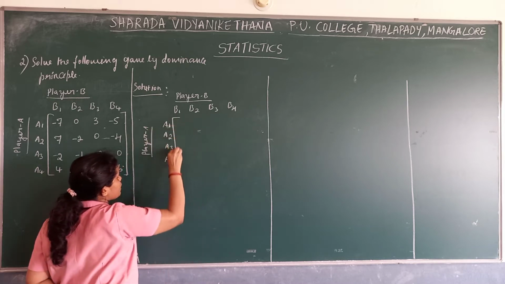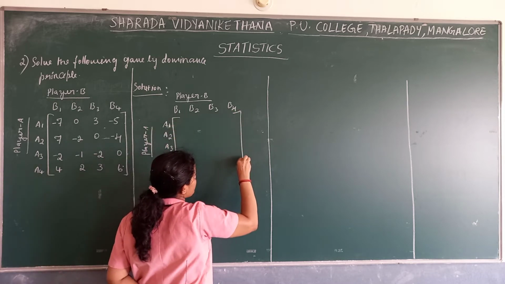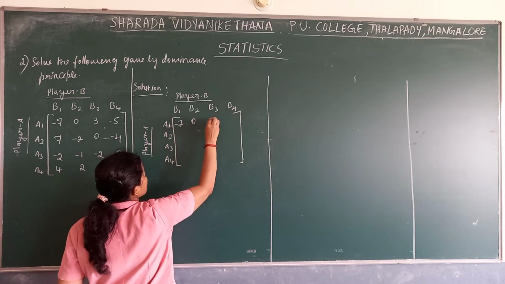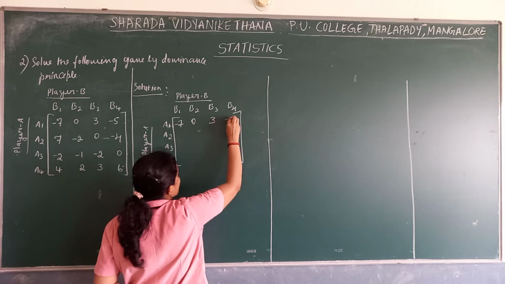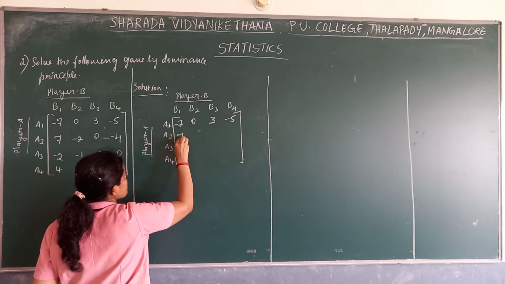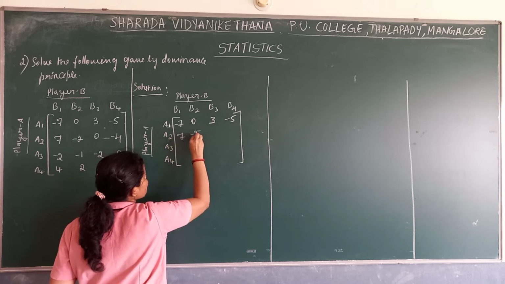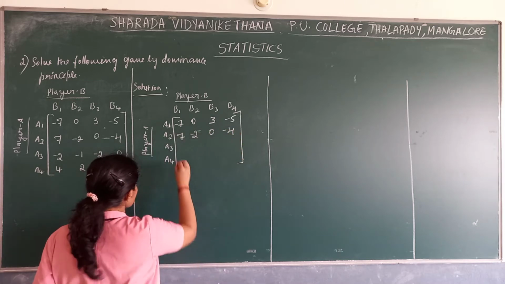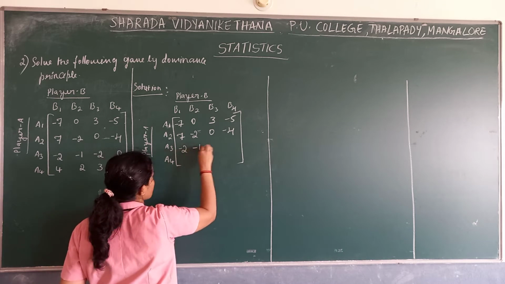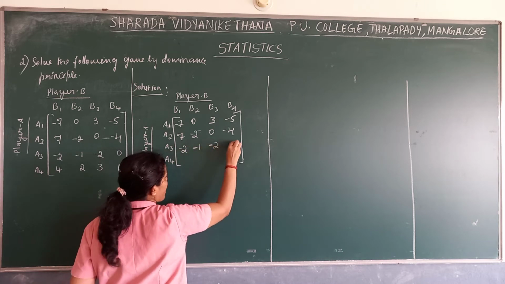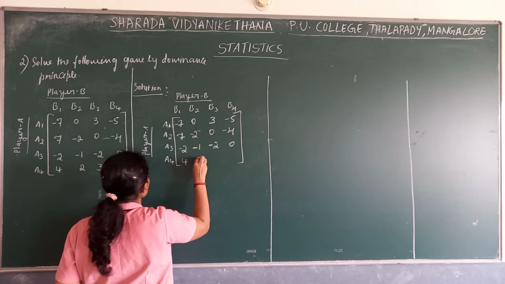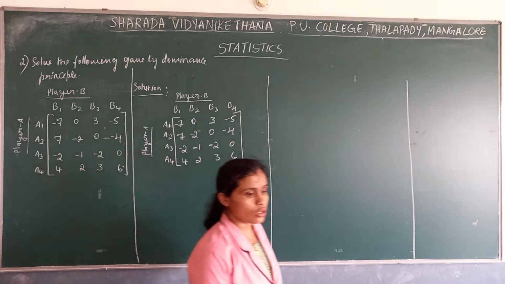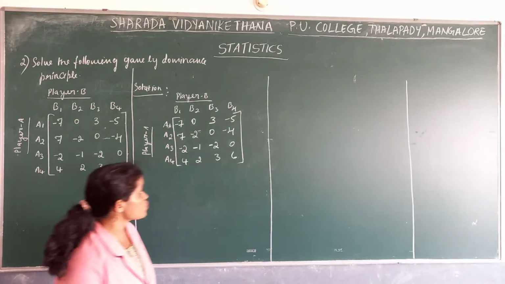Now write the payoff matrix of player A. There it is: -7, 0, 3, -5, 7, -2, 0, -4, then -2, -1, -2 and 0, then 4, 2, 3 and 6. Now here many negative values we have.